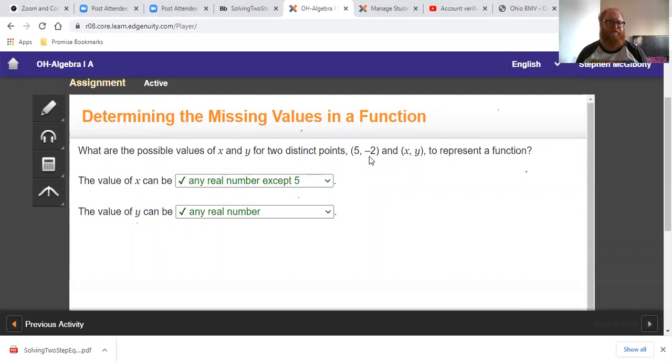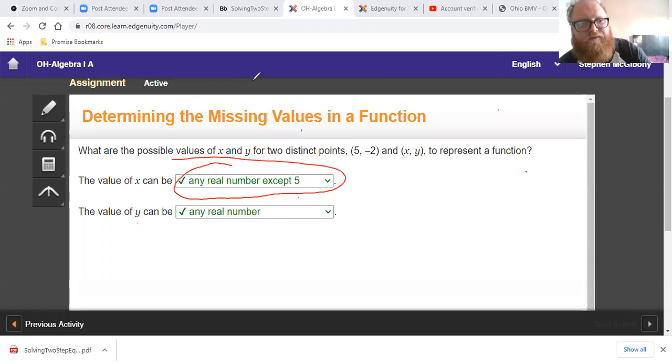All right, what are the possible values of X and Y for 2 distinct points, 5 and -2, and X, Y to represent a function? The value of X, we just have to remember that the X values cannot repeat. So X can literally be any number except 5, any real number except 5. The value of Y, it doesn't matter if it's -2, the output values can repeat, so it can literally be any real number.